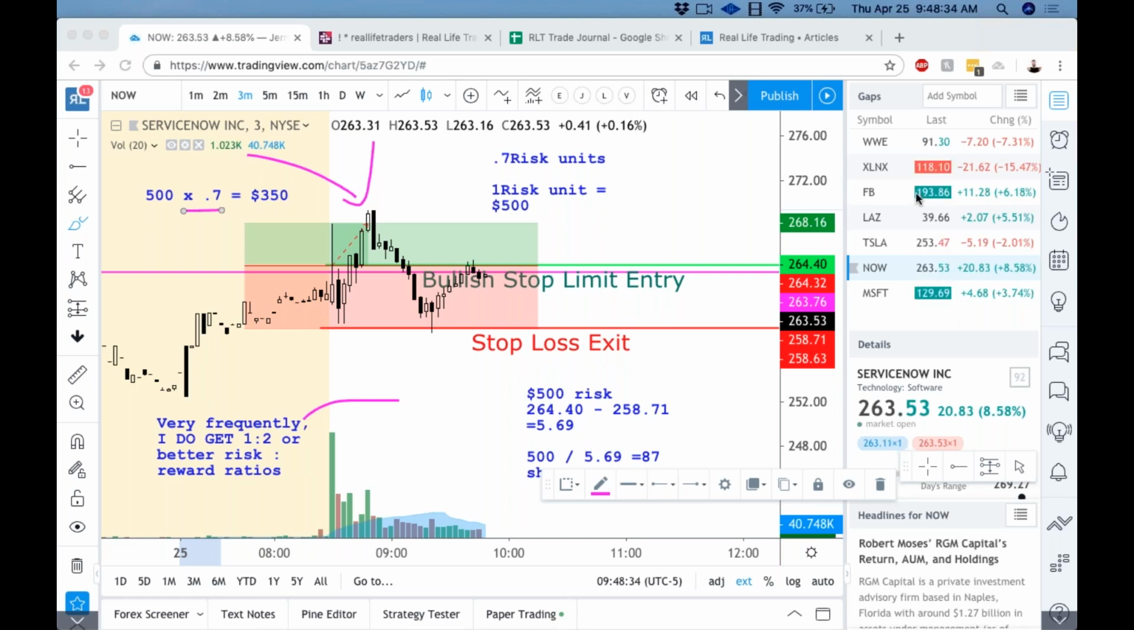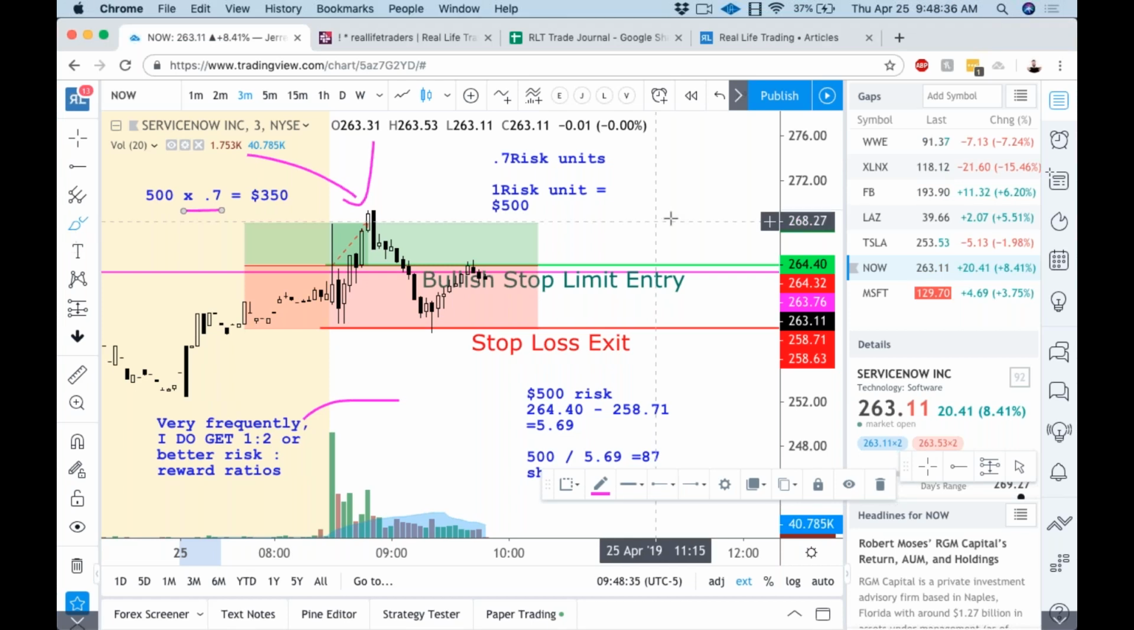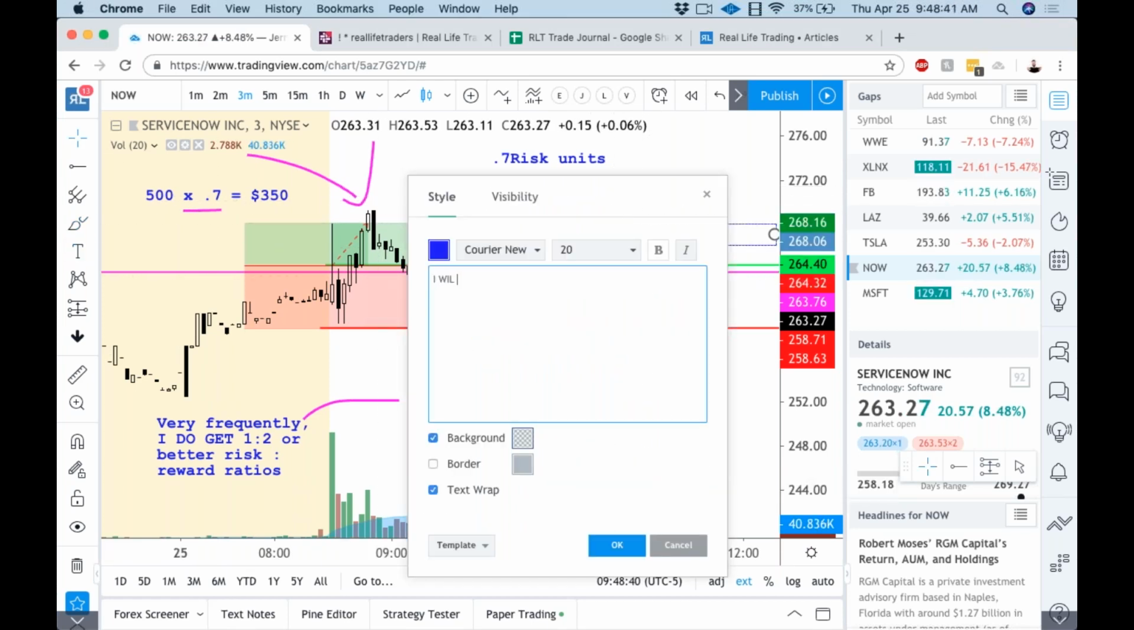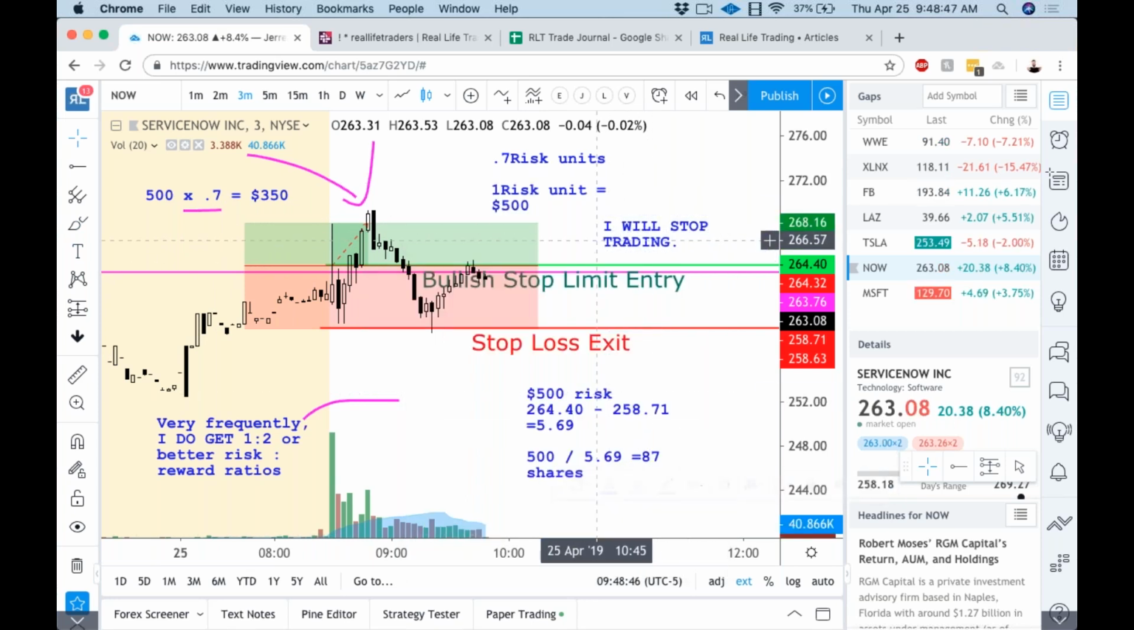The big key is at this point in time, ready for this? I will just stop trading for the day. I'm going to be done. I won't take another trade. Now, I know you might be thinking, whoa, dude, that's crazy. Why would you not take another trade? And the answer is because I don't have the risk available.